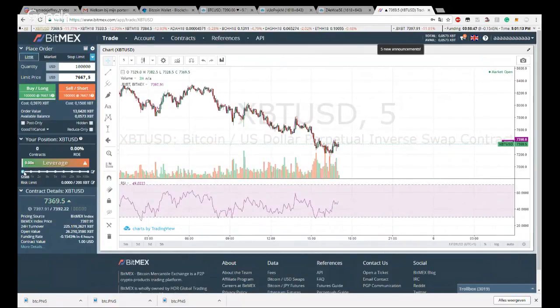If you are starting with margin trading, I recommend to use a very small amount of money. I myself never put any serious money when I'm margin trading, but just use a very small amount and use a maximum of 5x leverage when you're starting.